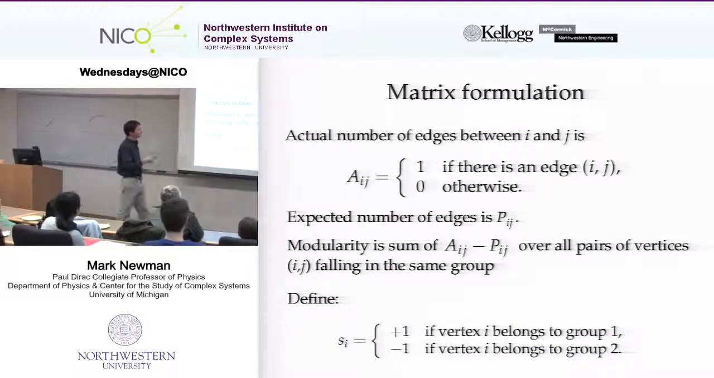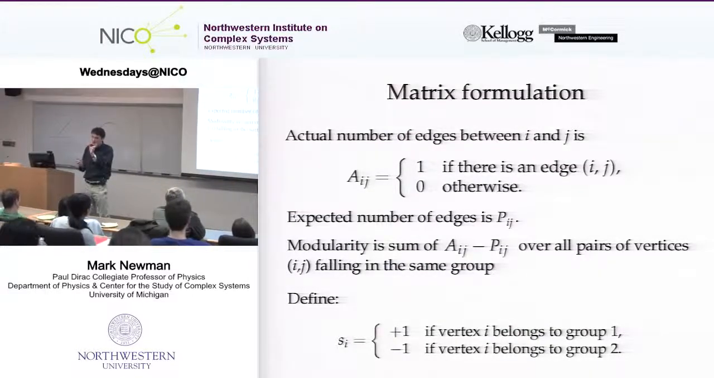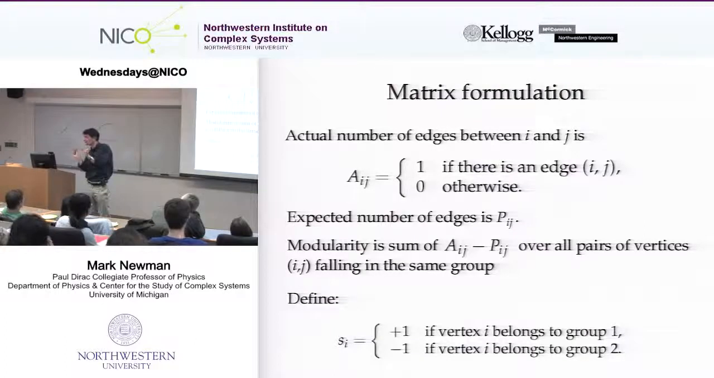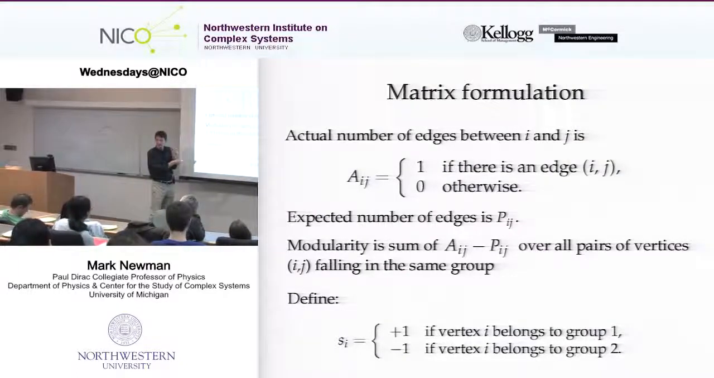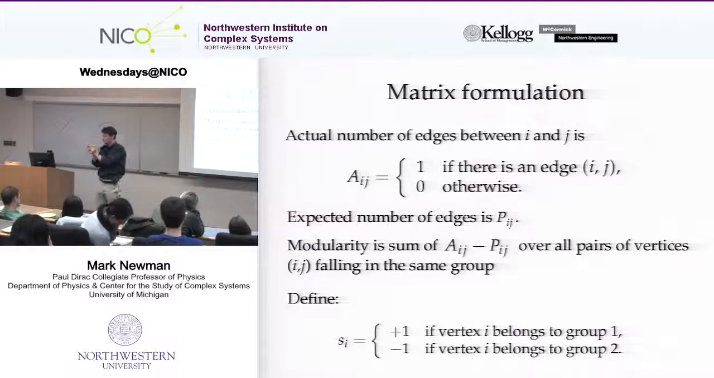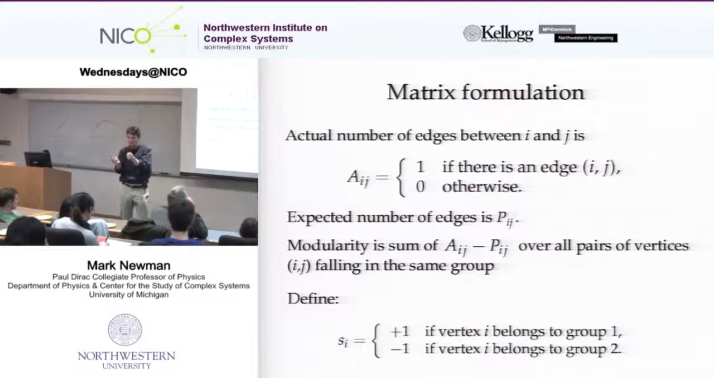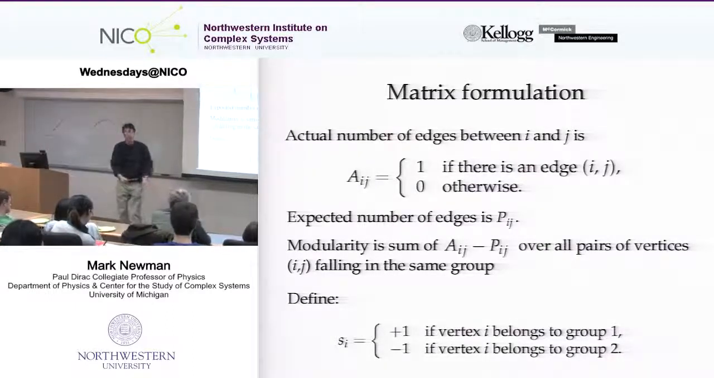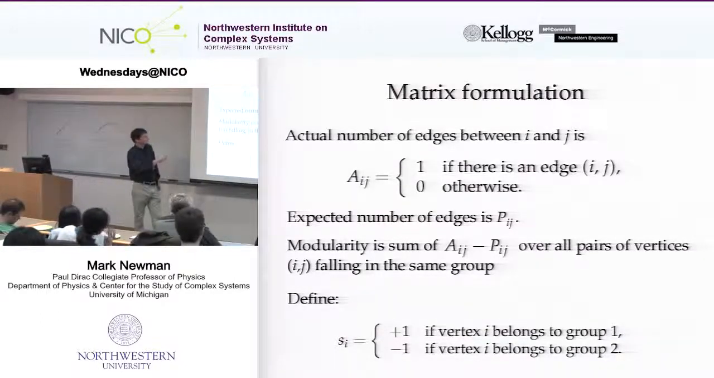So now I ask, what is the actual number of edges between nodes i and j minus the expected number in the model? A_ij is the actual number of edges, 1 if there's an edge, 0 if there isn't. And p_ij is the expected number of edges after you do the randomization. So A_ij minus p_ij is actual minus expected number of edges between these two nodes. Then I just want to sum that over all pairs that are in the same group. You're giving me a division of the network into groups, so I know what the groups are. I sum over all pairs in the same group, and I get the total number of edges within groups minus the expected number of edges within groups. So I want to sum this quantity A_ij minus p_ij over all pairs of vertices i, j falling in the same group.